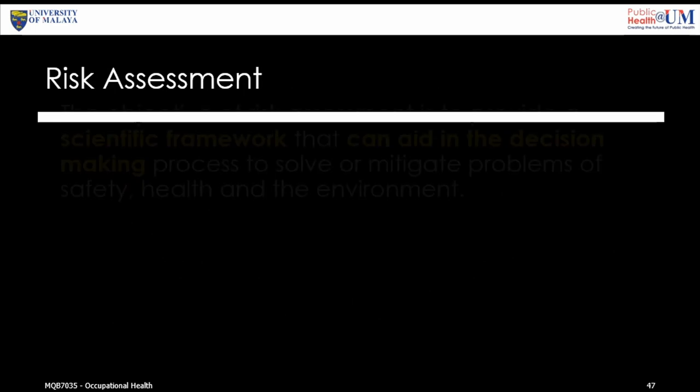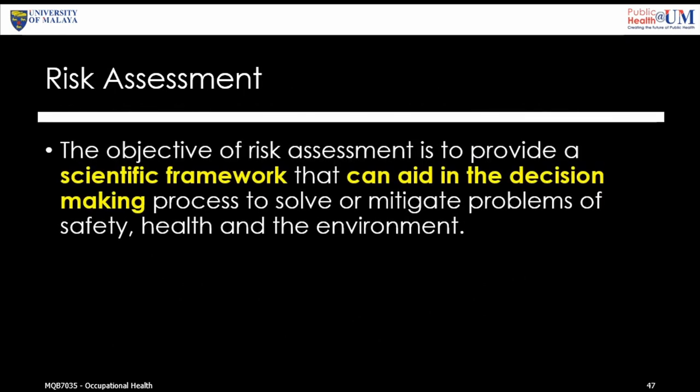So what's risk assessment? Risk assessment is basically a scientific framework for decision making. At the end, it's about decision making, and decision making on safety, health, and environmental issues. Whether it's a health issue, a safety issue, or an environmental issue, you make the decision whether you want something or you don't want something.